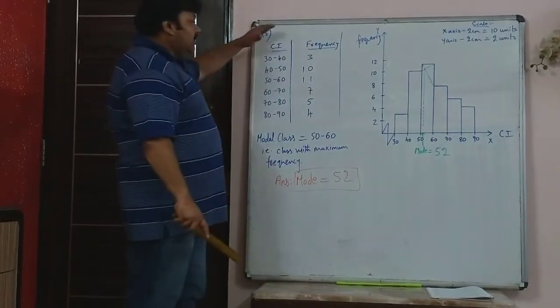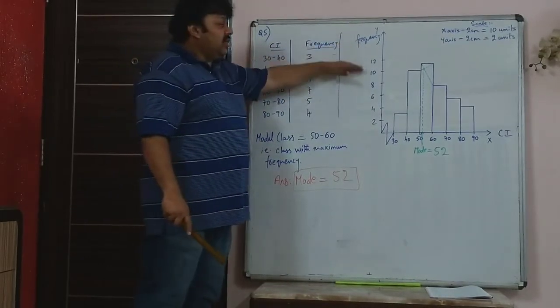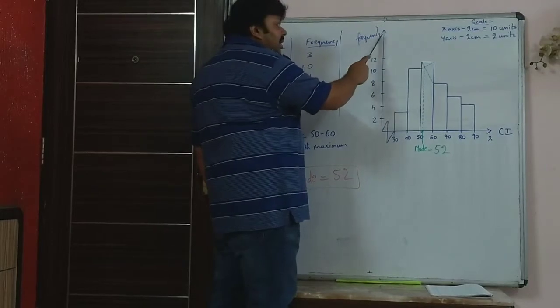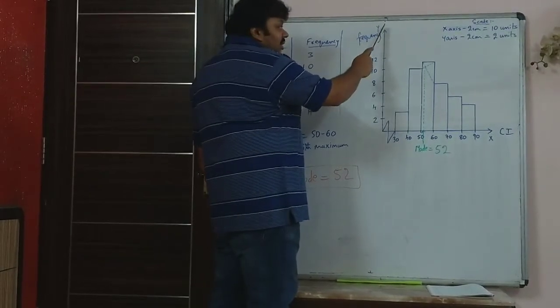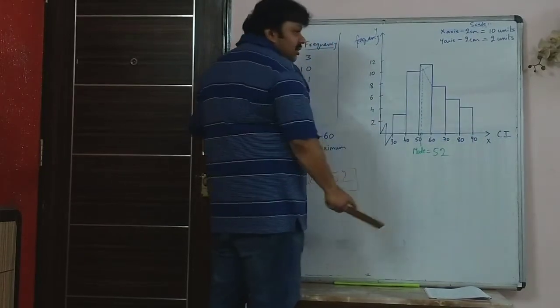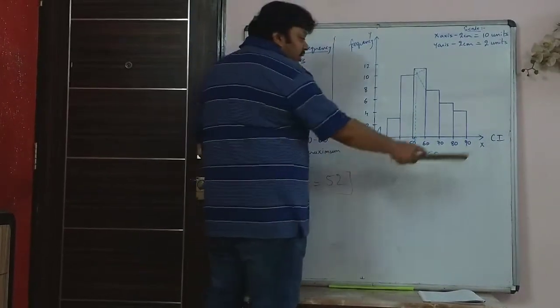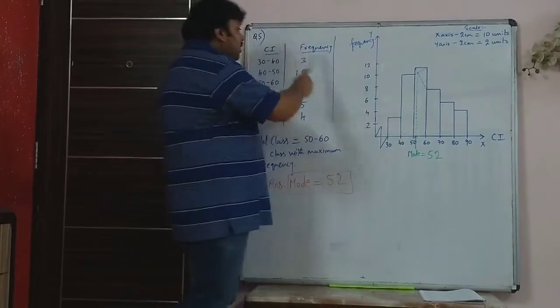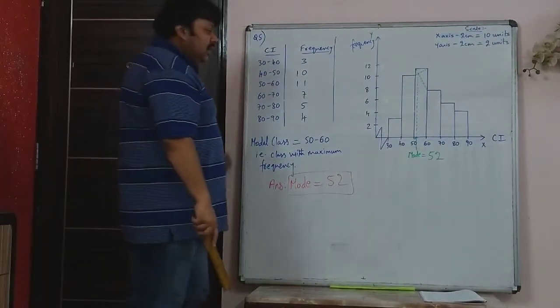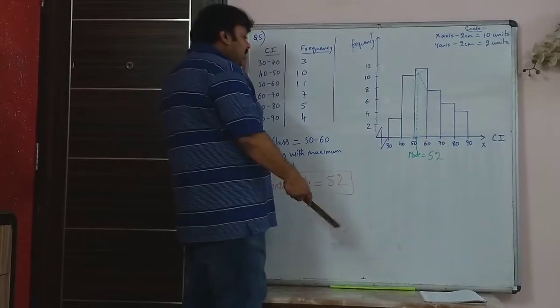Now the y-axis is going to denote frequency. So on the y-axis at the top you write frequency. An arrowhead is also shown. On the x-axis also, at the end, you show an arrowhead with class interval written, because the x-axis was depicting the class interval. Now you have to draw the histogram.